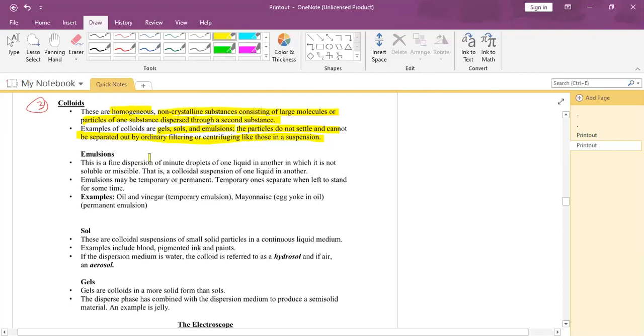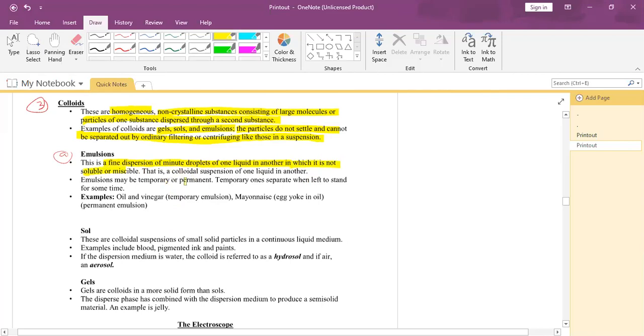So what's an emulsion? The first type of colloid. So emulsion. This is a fine dispersion of minute droplets of one liquid in another, which is not soluble or miscible. Right, so fine minute droplets of one liquid in another. So you have one liquid dispersed in another. Okay, so like made up of fine droplets in another. Okay, it's not soluble or miscible.